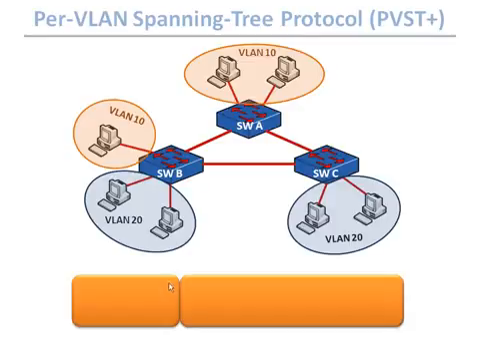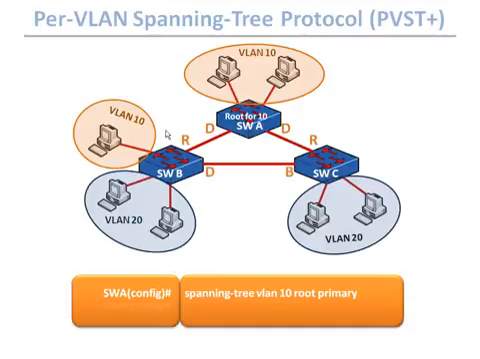Well, since per VLAN spanning tree protocol is running by default, all we have to do on switch A, in global configuration mode, is type spanning-tree vlan 10 root primary, which will ensure that switch A is the root bridge for VLAN 10, and it will result in the spanning tree topology looking something like this, but for VLAN 10 only. And we can type spanning-tree vlan 20 root secondary. That means that switch A will be the backup root bridge for VLAN 20.